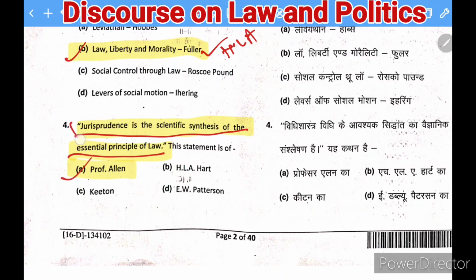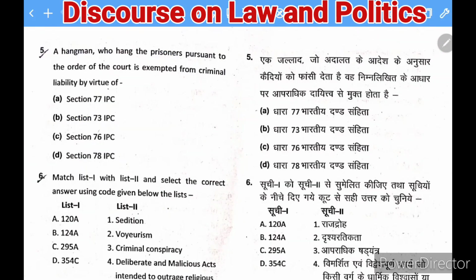So Professor Allen had said that jurisprudence is the scientific synthesis of essential principles of law. Now moving to the next question. And this question is this here.